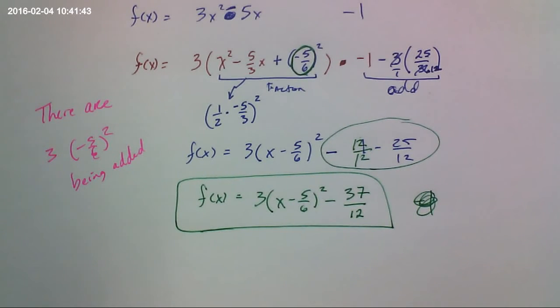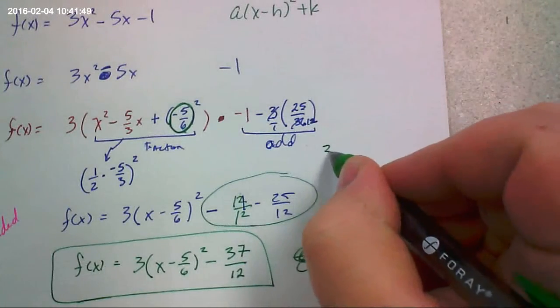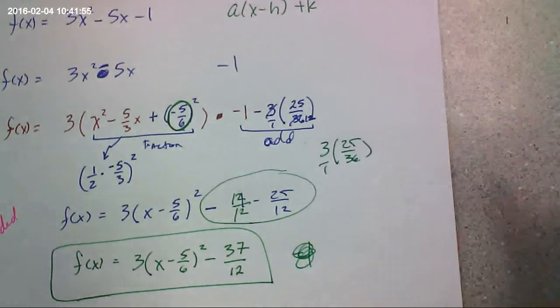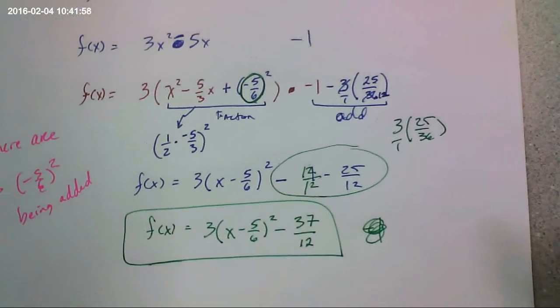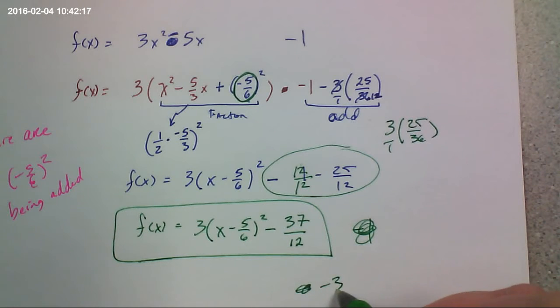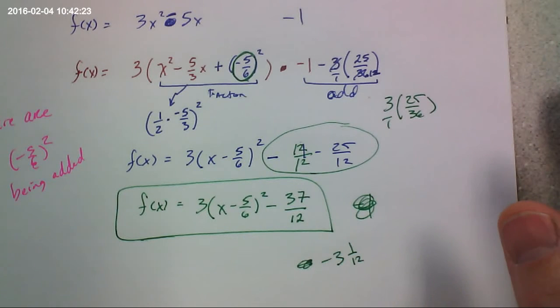How did we get 25 over 12? Oh, because it was 3 times 25 over 36, and you reduce. It's 3 over 1. Yes, Lauren. Can we simplify the fraction? Yeah, you could write it as a mixed number. It doesn't matter. You could write negative 3 and 1/12. On tests, will they prefer one way to write it? It doesn't matter.